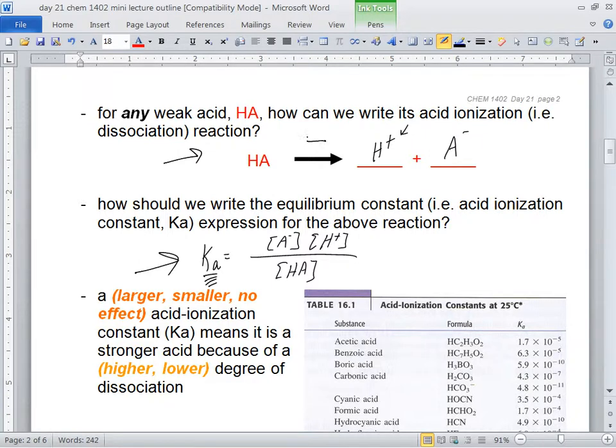There's always these backwards arrows. So all I'm saying is if Ka is huge, this backwards arrow is really tiny, right? Because you've got a lot of product, hardly any reactant, okay? So a larger acid ionization constant means it's a stronger acid because of a blank degree of dissociation.